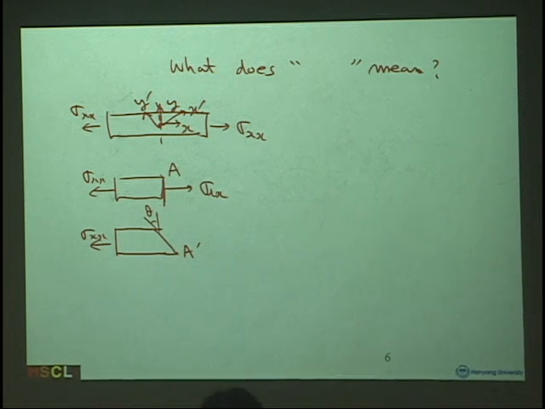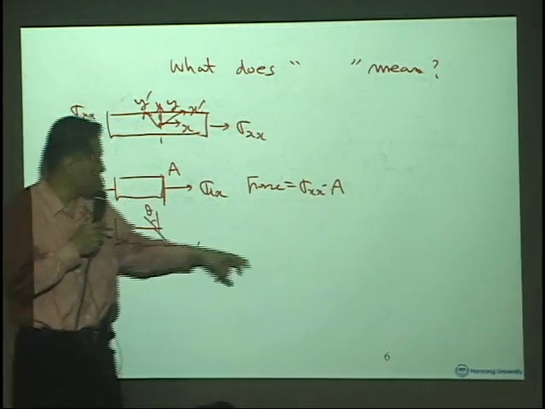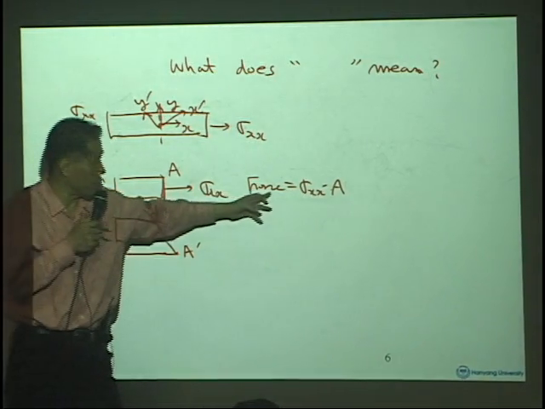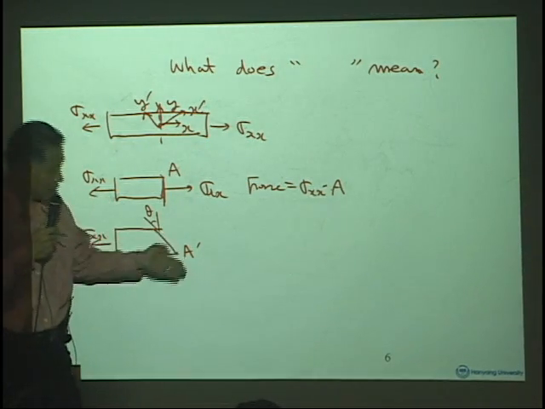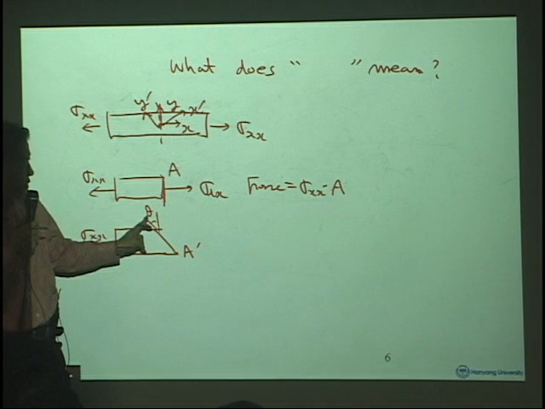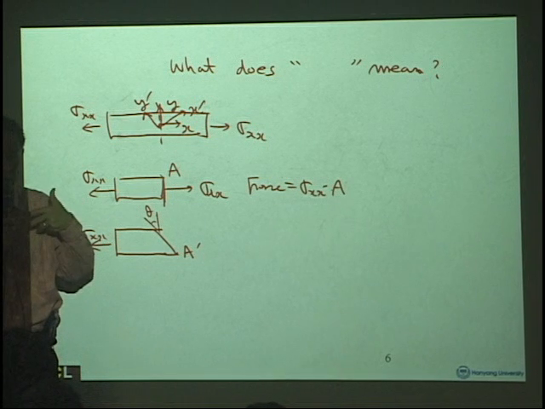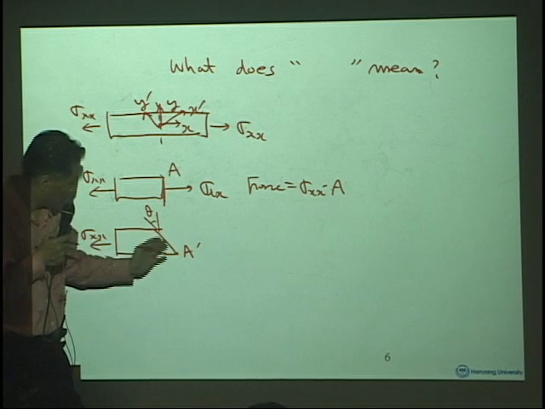And the force should be sigma xx times A, right? Because this cross-sectional area is A, and if we have a sigma xx here, then the total force will be sigma xx times A. Now we have a cutting plane which has a certain angle theta, and let me ask, how much force will distribute on this plane?